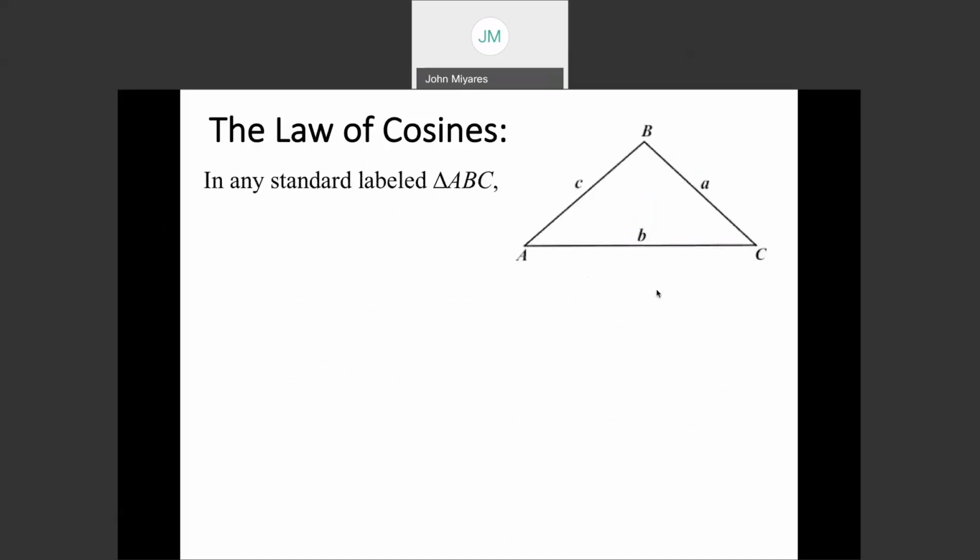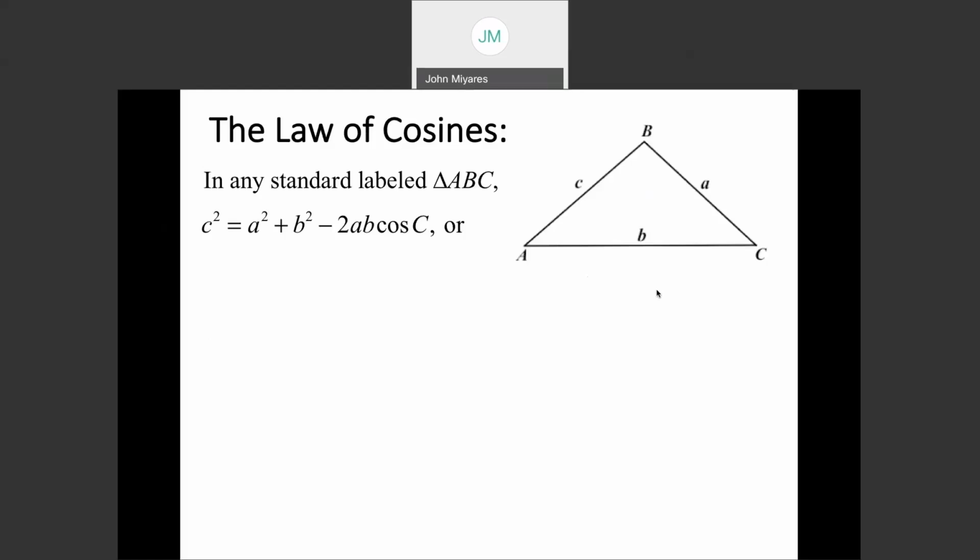It says in any standard labeled triangle ABC, where we're assuming sides a, b, and c are directly across from angles A, B, and C respectively, then there's a relationship between the side lengths that says that c squared equals a squared plus b squared minus 2 times a times b times the cosine of angle C.